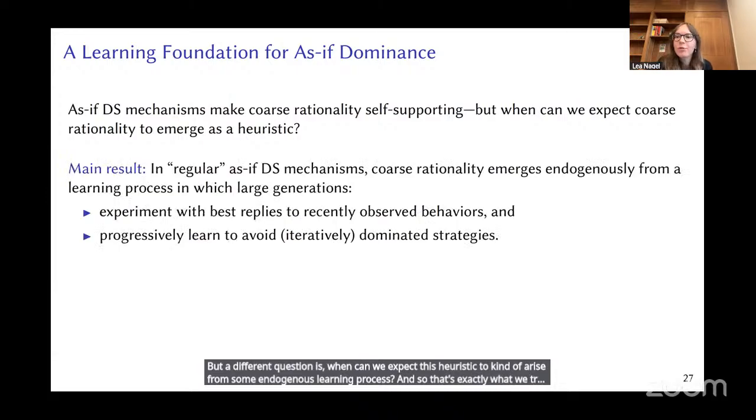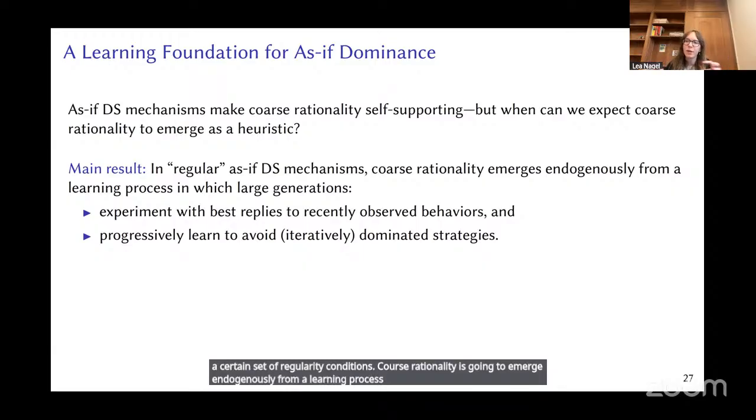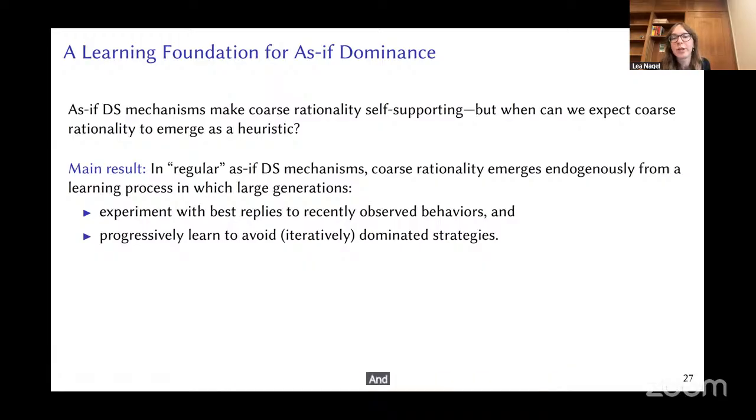What we show in our main result of this section is that in as-if dominant strategy mechanisms that satisfy a certain set of regularity conditions, coarse rationality is going to emerge endogenously from a learning process in which you have large generations of agents that experiment with best replies to the behavior that they observed in the previous generations and progressively learn to avoid iteratively dominated strategies.